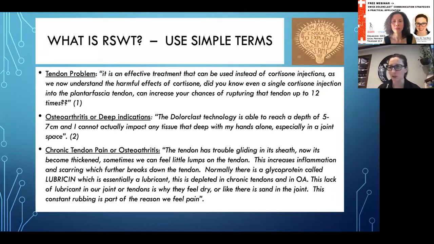So chronic tendons do not glide well. And sometimes you can feel through the sheath they don't glide well. So this is when I talk about lubricin. I say normally there's a glycoprotein that's called lubricin, which is essentially a lubricant. Most people know what that is. That's depleted in chronic tendons and in osteoarthritis. So this lack of lubricant in our joints or our tendons is why they feel dry or like there's sand in the joint. That's often something people can relate to. They say, oh yeah, I know exactly how that feels. This constant rubbing is the reason we feel pain. So that's often how, in simple terms, I will explain how important lubricin is and how the lack of it causes more tendon pain and more osteoarthritis.